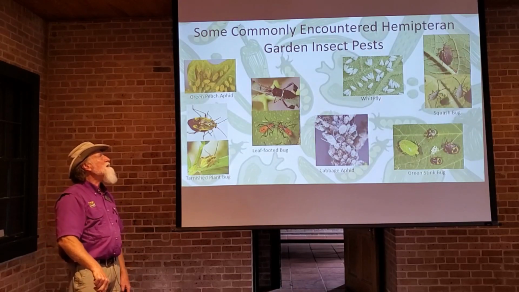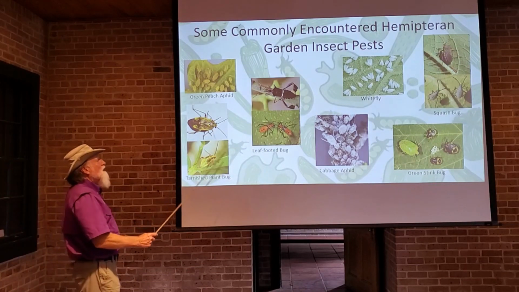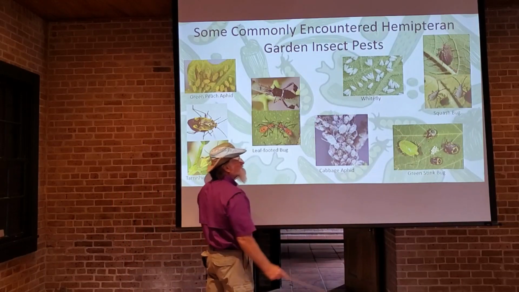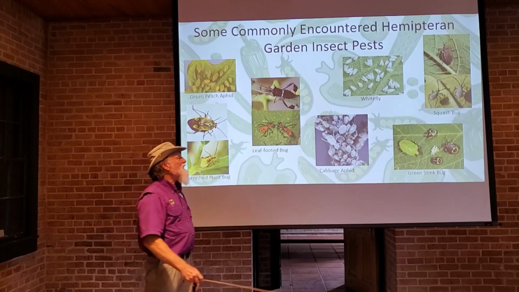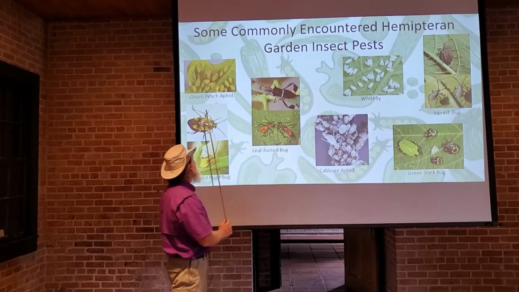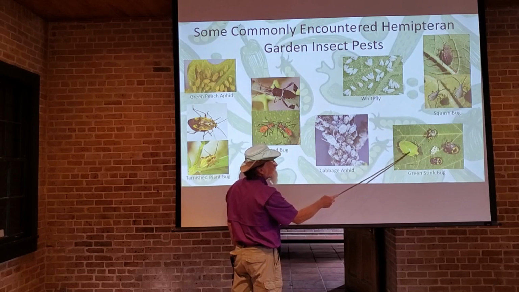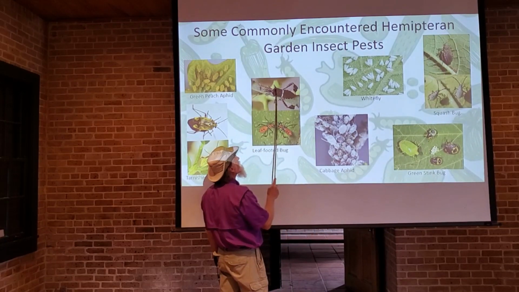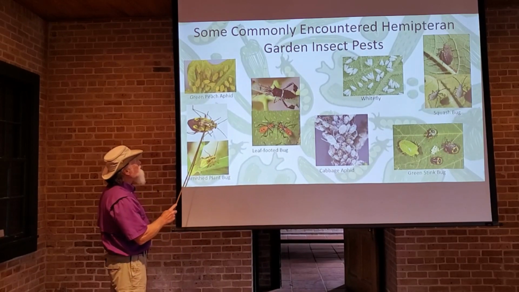Let's move on to the hemipteran garden insect pests that you may run into. All of these are pretty common in a garden. The stink bug, so named because of the foul odor it gives off when you catch them, but as you can see, remember these are hemipteran insects, and here's that little triangle or diamond-shaped structure that you see on the insect.